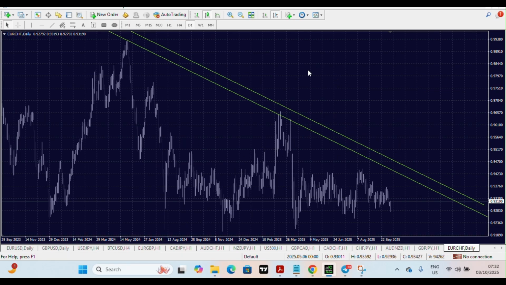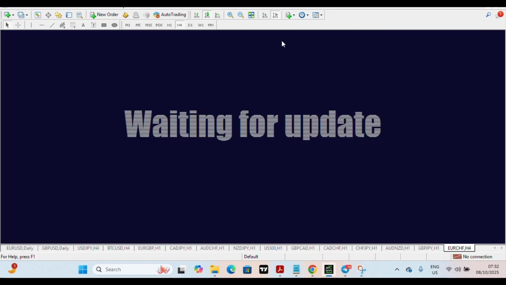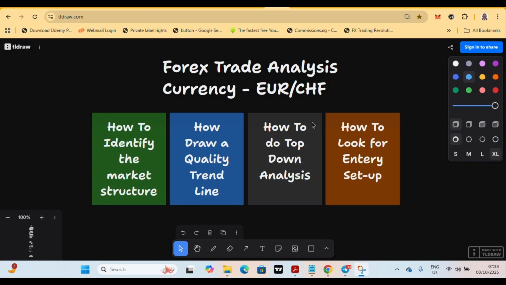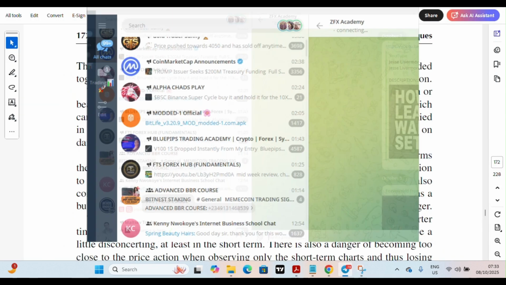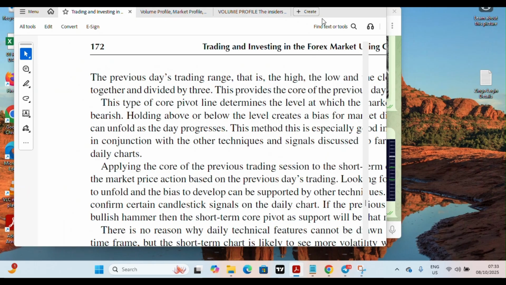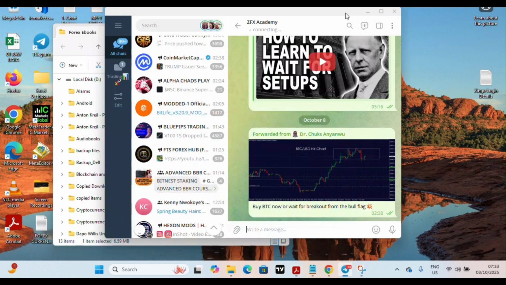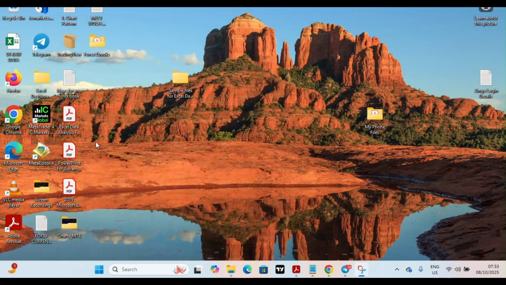So the next thing we're going to do, we're going to drop down to another lower time frame. This time around, let's drop down to the 4-hour time frame. It appears that there's no network here, so let's close this and go back to open up that particular MT4. Let's open up the MT4 to reset the application.